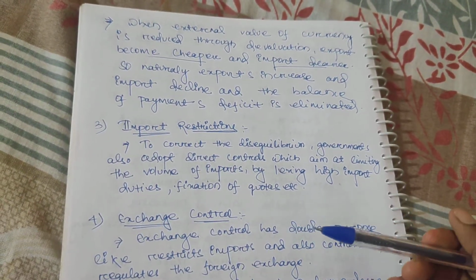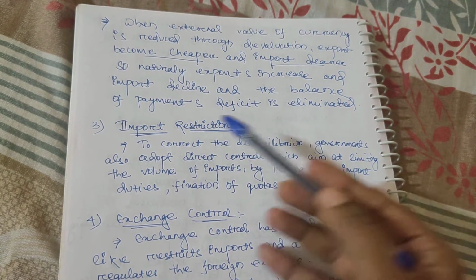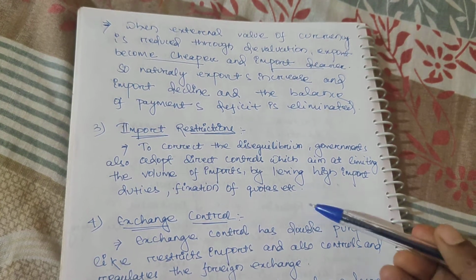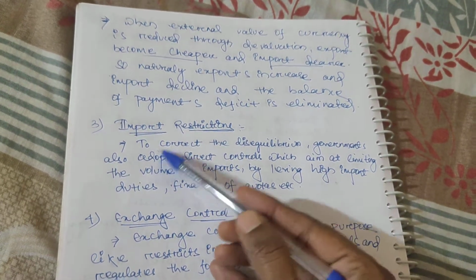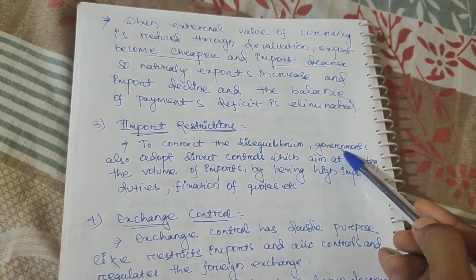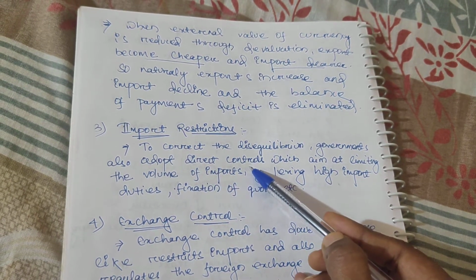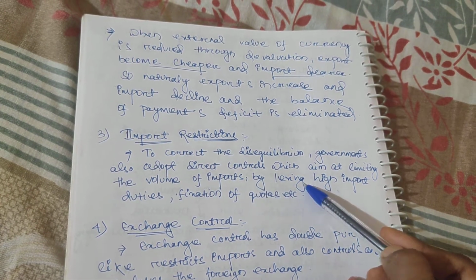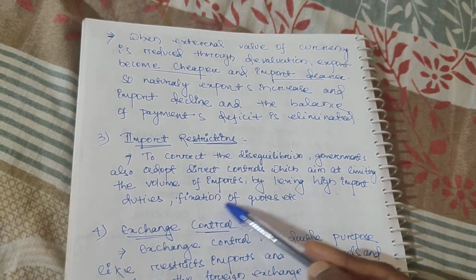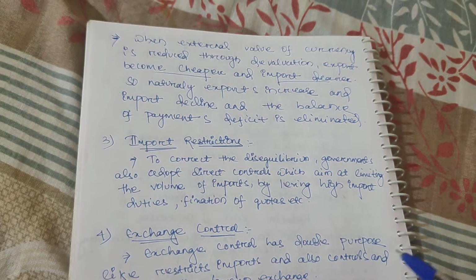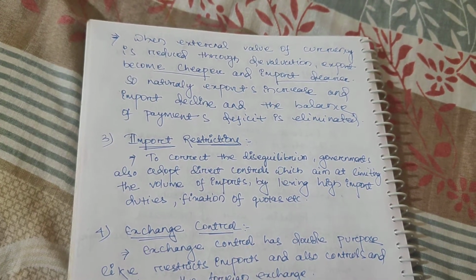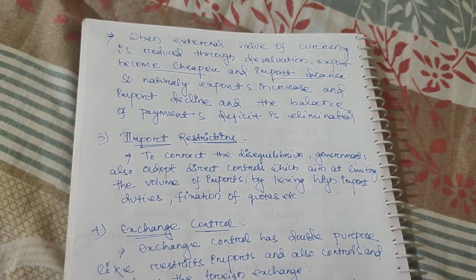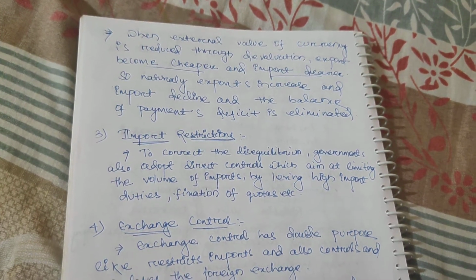Third is import restriction. From this title only you can understand, we put some restrictions and hurdles over imports from other countries. So to correct the disequilibrium, the government also adopts direct controls which aim at limiting the volume of imports by levying high import duties, fixation of quotas and so on. Means when the government directly puts more import tax, import duties, and fixes quotas which will be high, then obviously other countries will stop exporting to India.